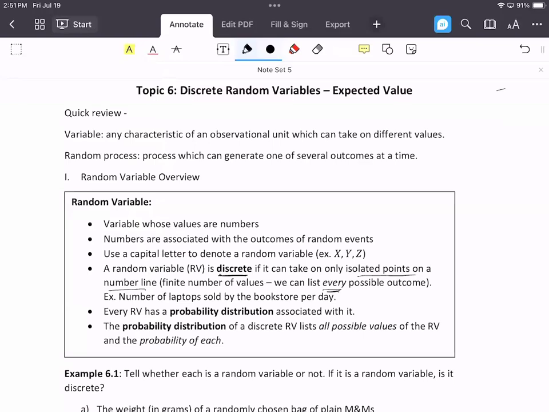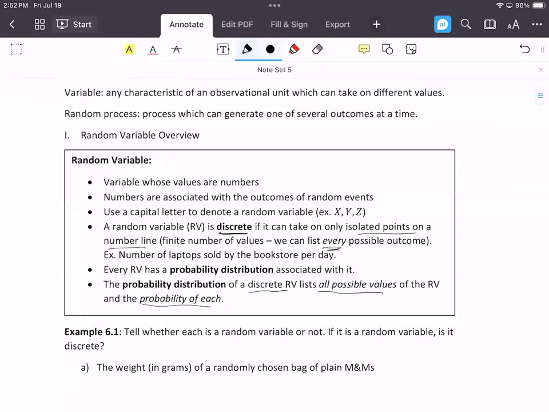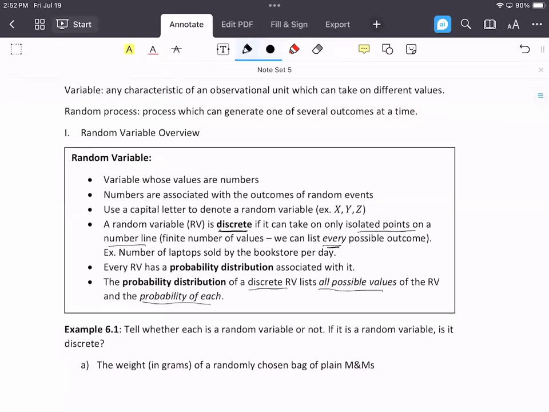Every random variable has a probability distribution associated with it. Now, the probability distribution of a discrete random variable lists all possible values of the random variable and the probability of each. Now, to be a valid probability model, what has to happen? Hopefully, you can think back and think, oh, the sum of the probabilities must be 1, and there can be no negative values for the probability. That has to be between 0 and 1 inclusive. Now, one hint here is that usually it is not discrete if a value has many, many decimals. And we'll talk more about that as we go along with this example.